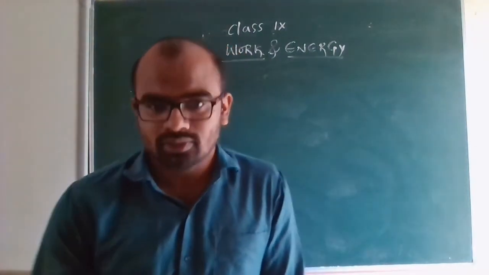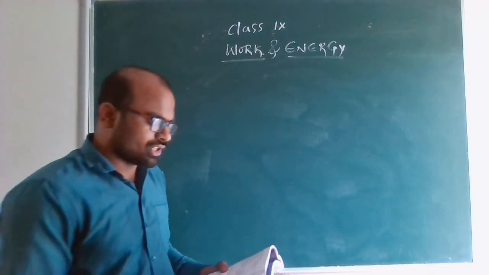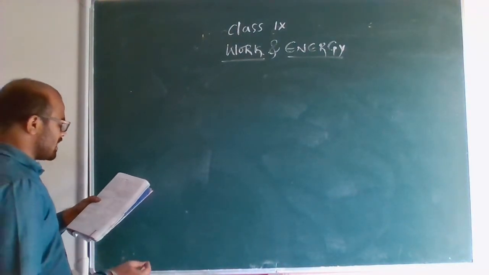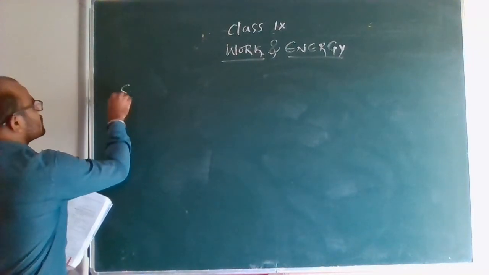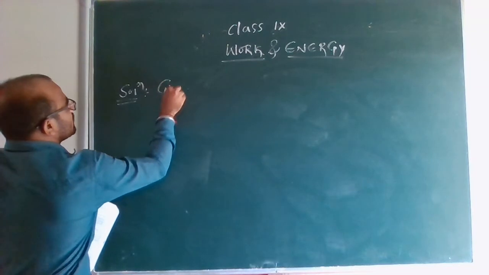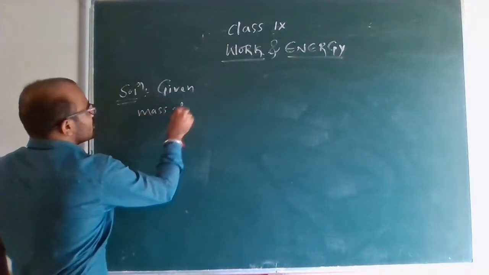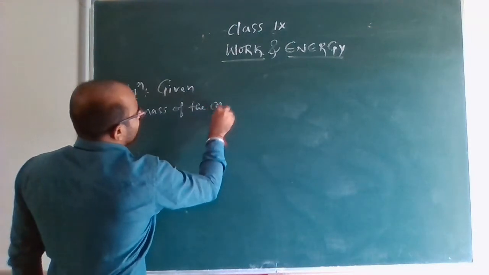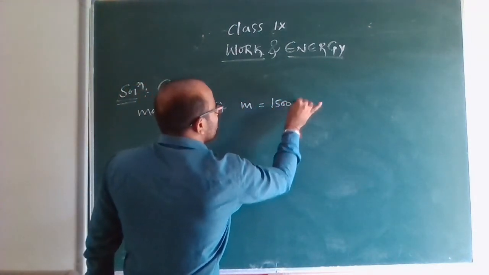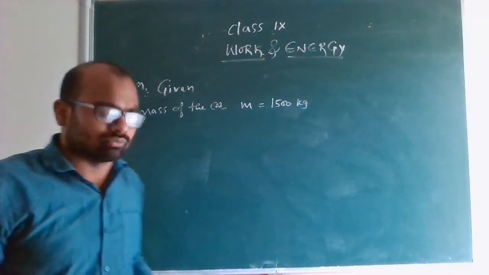Okay students, so you can see the question here. What is the work to be done to increase the velocity of a car from 30 km per hour to 60 km per hour if the mass of the car is 1500 kg? Solution. What is given has to be written first. Mass of the car m is 1500 kg.